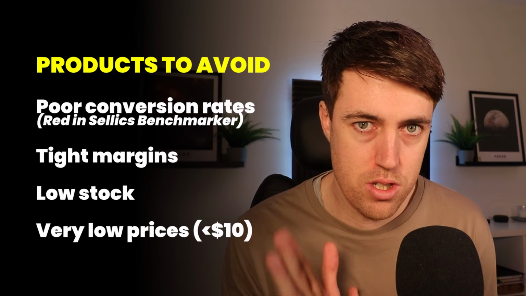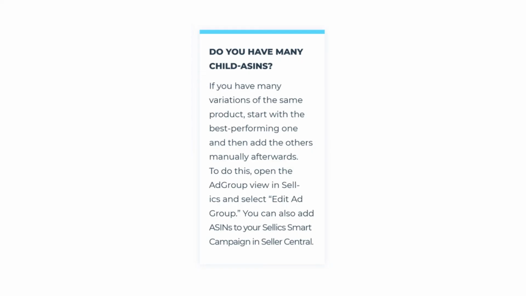And then finally, just a note on child variations. If you've got lots of child variations for your one parent product, then just add the one child variation that performs best initially, and then you can manually add the other ones after. All you need to do this is open the ad group view in Sellics, select edit ad group, and then add your ASINs from there. You can of course also add your ASINs to your Sellics smart campaigns in Seller Central.